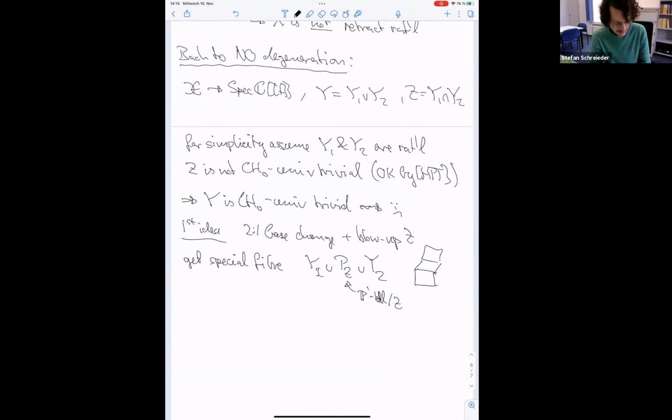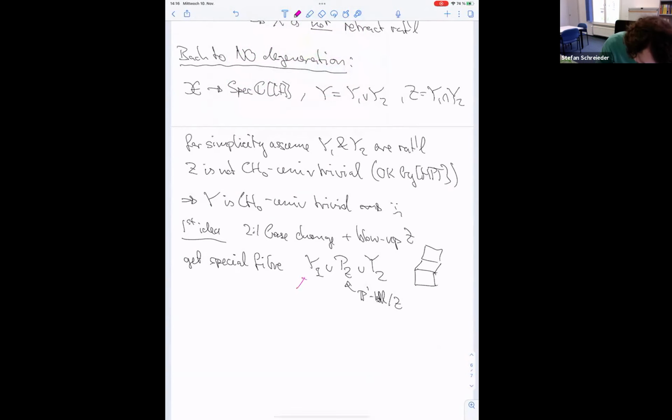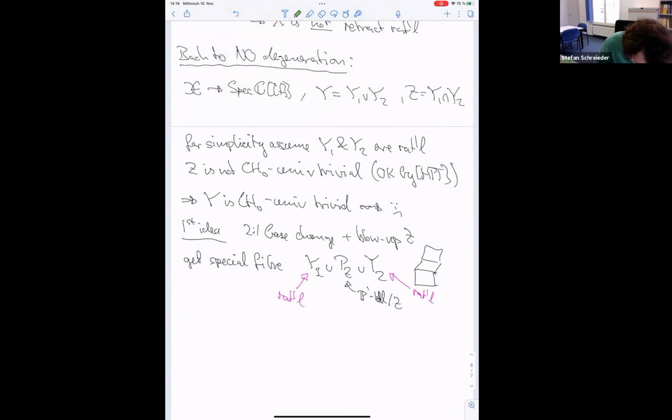Okay, so let's do a base change. Then we have three components. Two are unchanged, so they are still rational. And the middle guy is a P1 bundle over Z, but Z did not have a decomposition of the diagonal, or was not universally CH_0 trivial. And this is a stable birational invariant. And so also this P1 bundle over Z still has no decomposition of the diagonal.